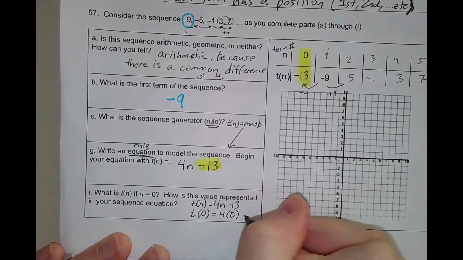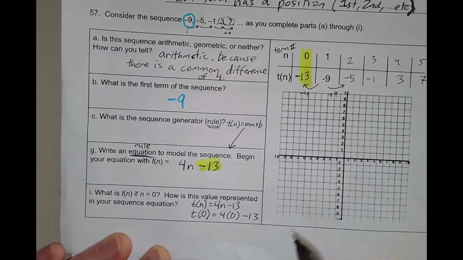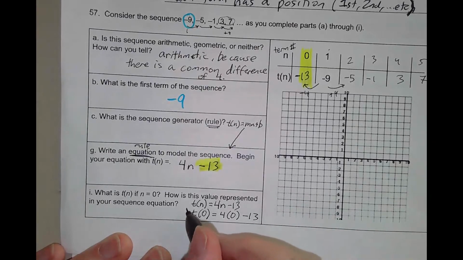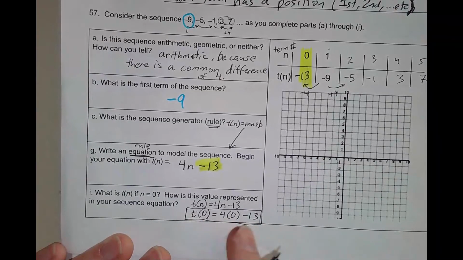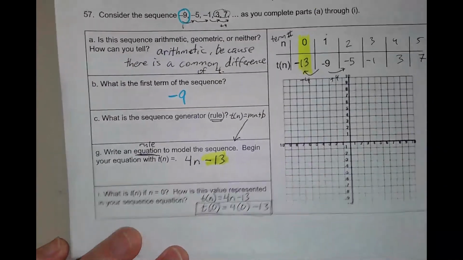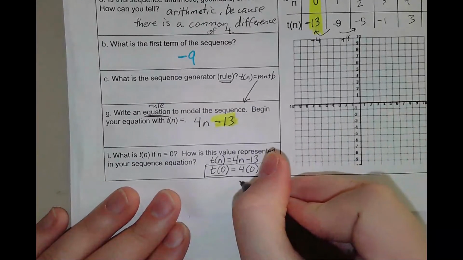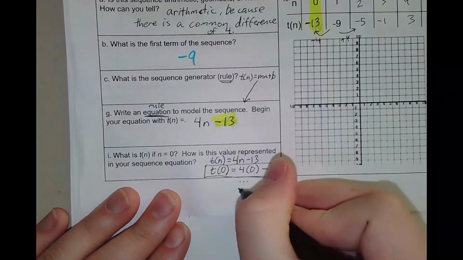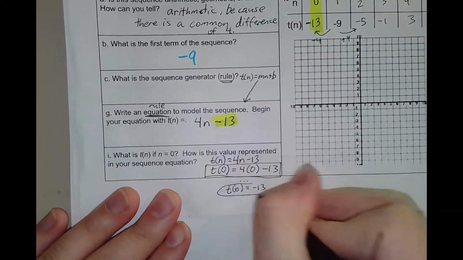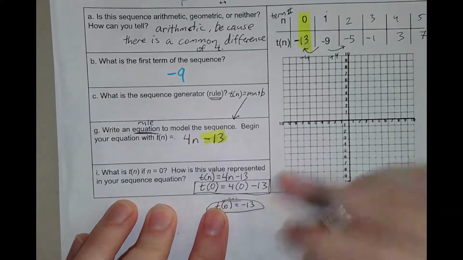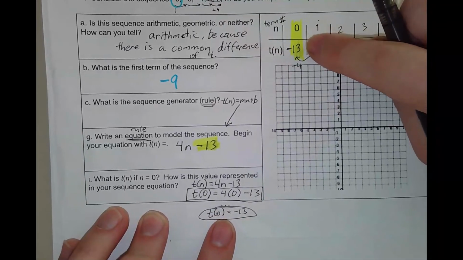Now, if I plug in the number 0, or substitute the number into this equation, what would it look like? That's all this question asks. It would look like this. Now, what would happen if I evaluated it? I would get negative 13. So t of 0 is negative 13. That is something that we already knew because it was in our table.